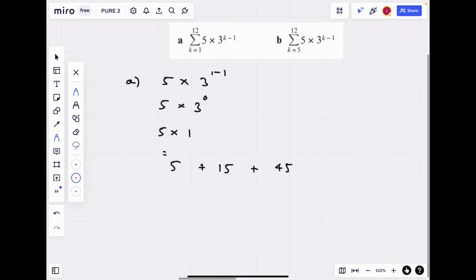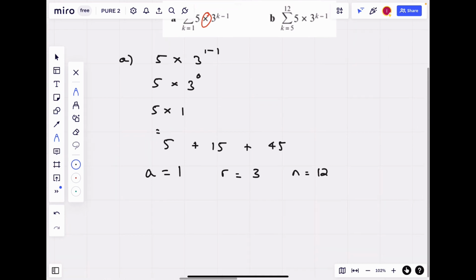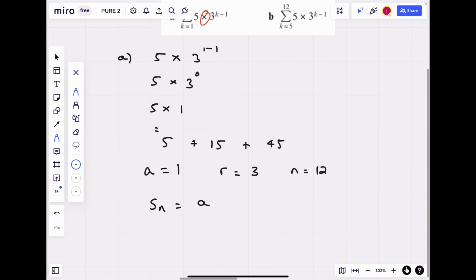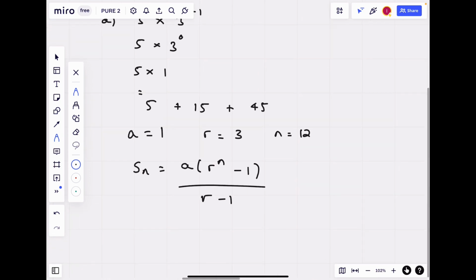However, we're multiplying now, which means it's geometric. It's not arithmetic. A equals 1, R equals 3, and N equals 12 for part A. So the sum of equation we're going to use is R to the power of N minus 1 all over R minus 1. Plug all that in, simplify it, you end up with 1,328,600. Okay, hope that made sense.